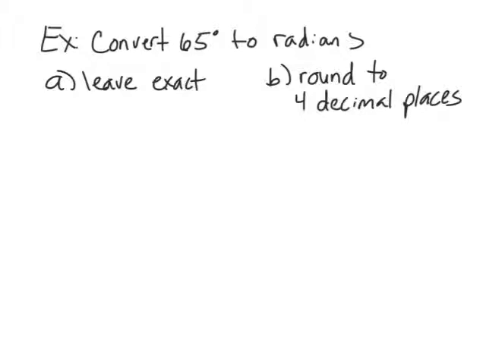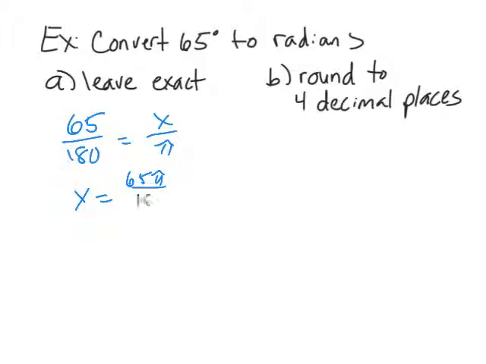So here's an example to show you what we're going to do. We want to convert 65 degrees to radians. The first explanation says we want to leave exact, meaning we can leave pi right where it is, which makes it pretty easy, and then we want to round to 4 decimal places. So degrees over 180 is equal to what I'm trying to find over pi. When you cross multiply, you get 65 pi over 180, and if I reduce that, it ends up being 13 pi over 36. That's the exact answer because we don't multiply pi out, we just leave it as it is.